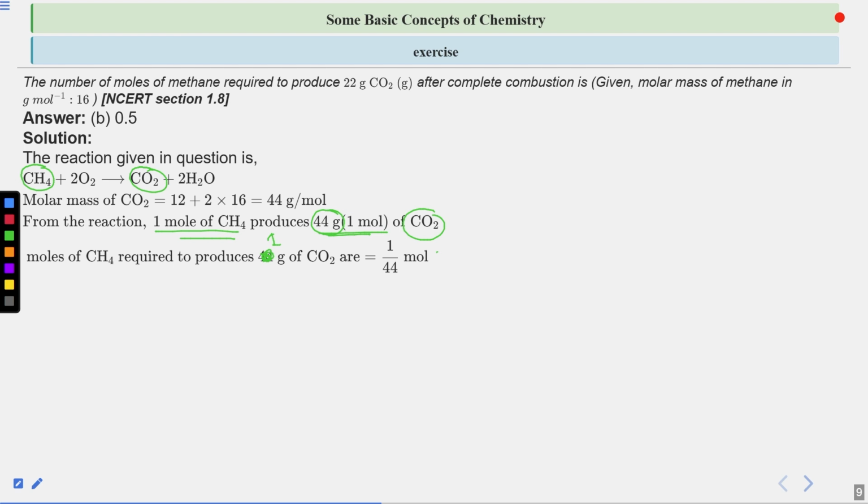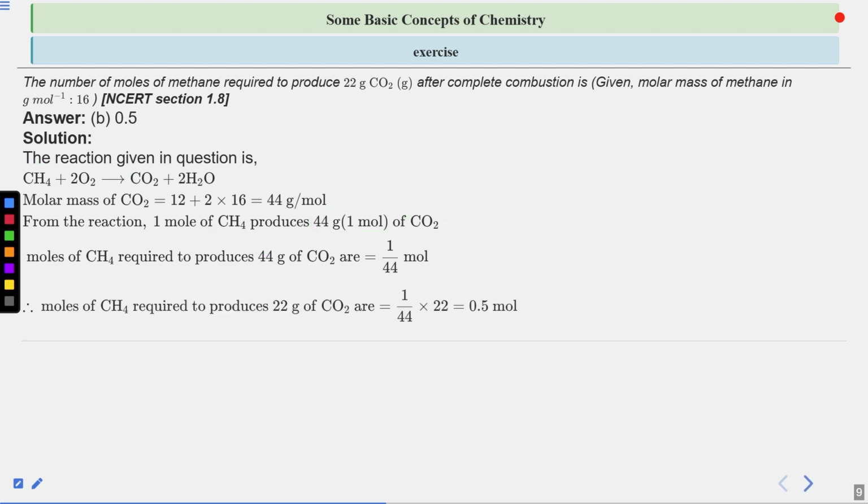So moving on further, for 22 gram, it will be simply 1 by 44 multiplied by 22. So again, I am repeating it. Here it will be 1 gram, not 44 gram. If 1 mole of CH4 can produce 1 mole or 44 gram of CO2, then to produce 1 gram of CO2, we will need 1 by 44 mole of methane. Then to produce 22 gram, it will be 1 by 44 into 22.